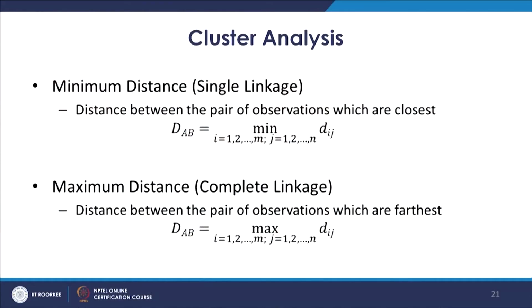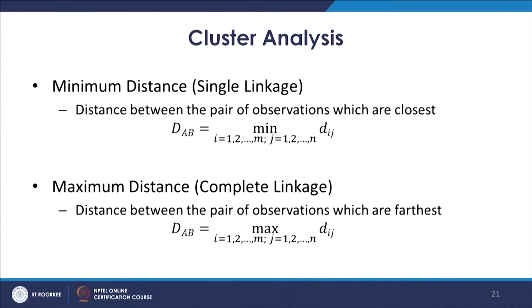You can see the formula in the slide: capital D A B equals the minimum of D I J over all such pairs, where I ranges from 1 to m and j ranges from 1 to n. I denotes all the observations that belong to cluster A, and j denotes all the observations from 1 to n which belong to cluster B. We find the pair of observations which are closest, and the distance between those two observations is taken as the distance between clusters.